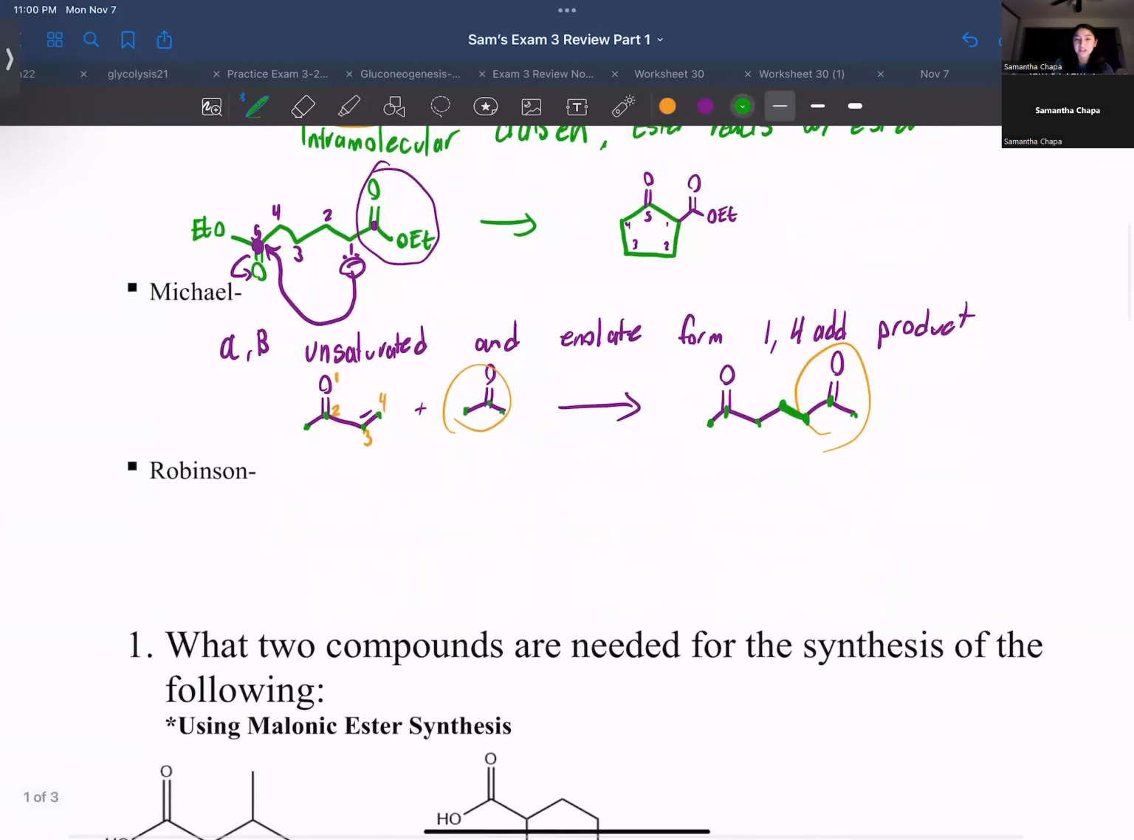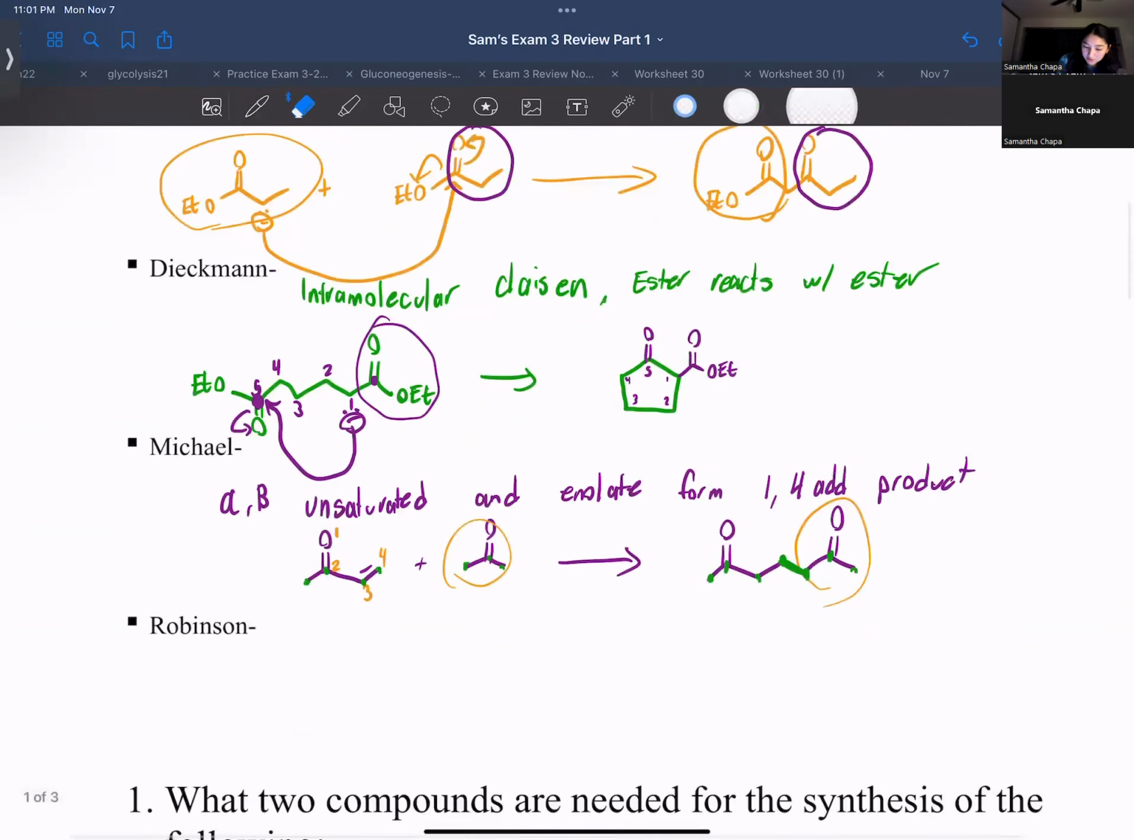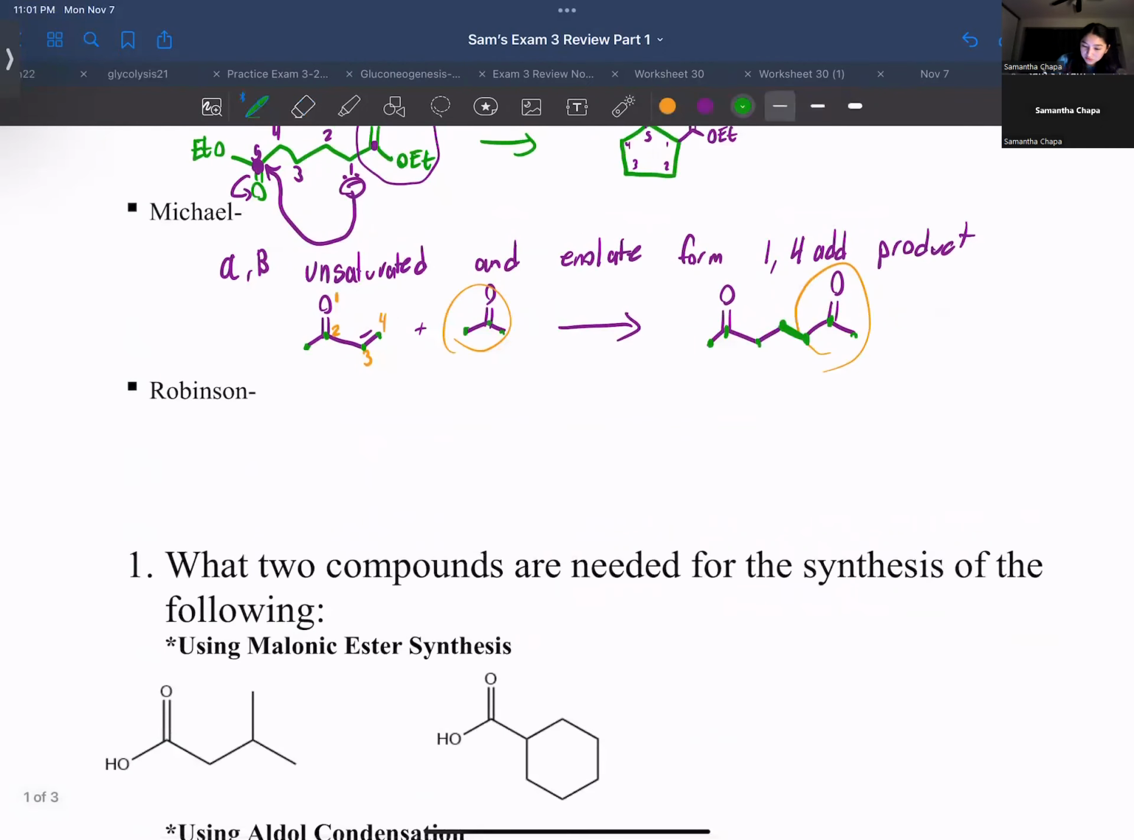So then the Robinson annulation is the crazy one. Let me choose my color. I'll choose orange. So Michael reaction, which is again your alpha beta unsaturated with your enolate, so all of that, with an aldol reaction. So notice how all these different names are just combining different reactions. That's what confuses me, but having these notes really helped me with that.